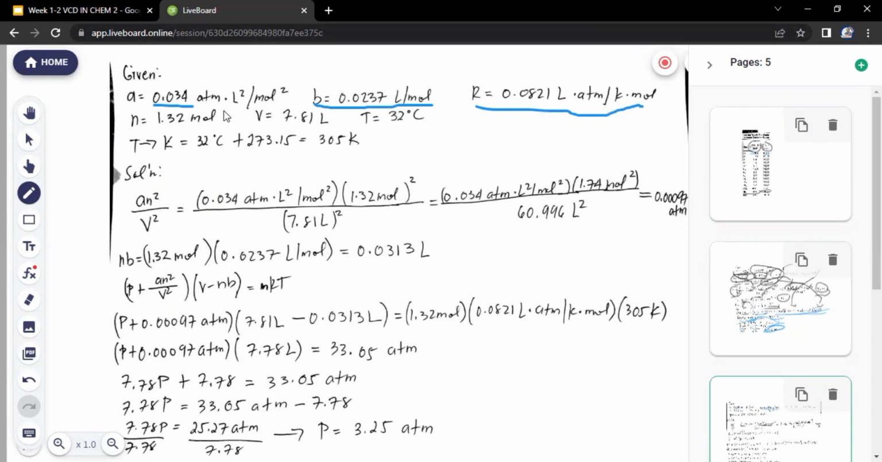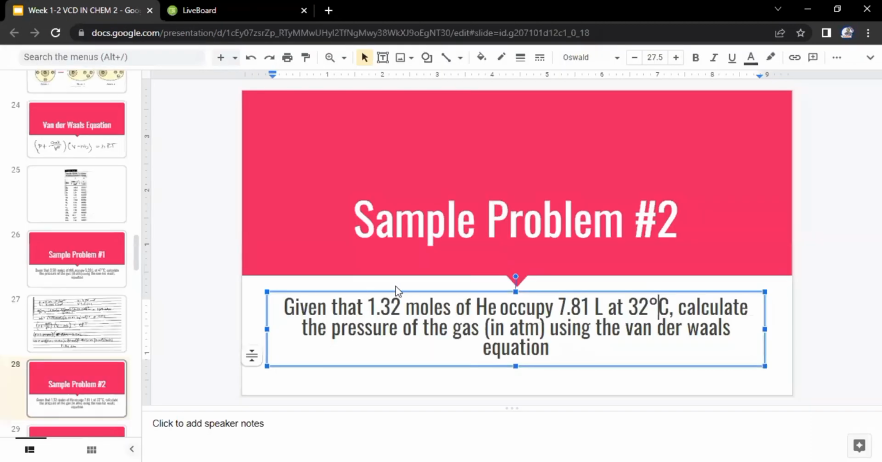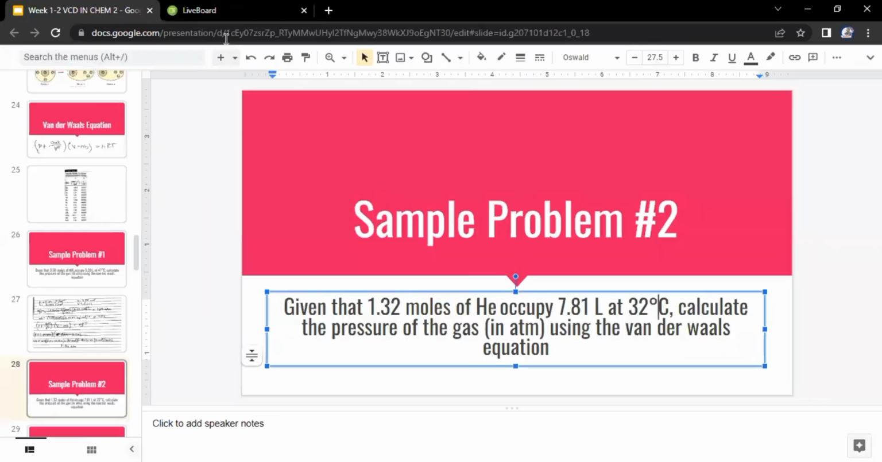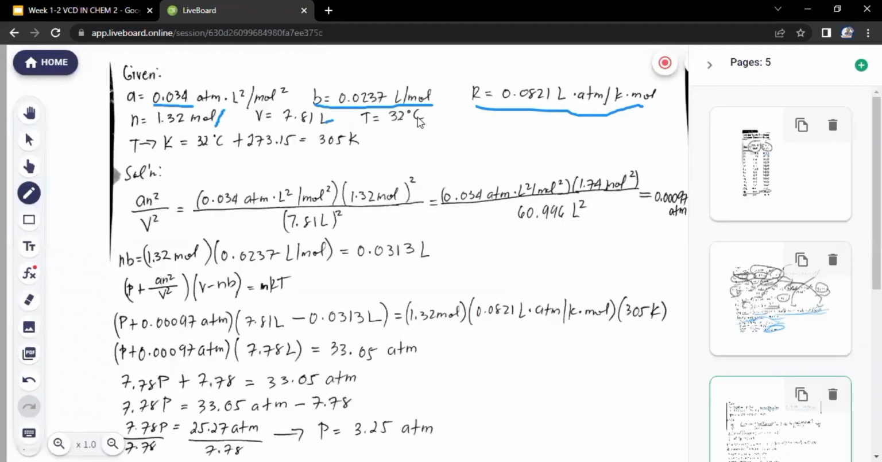The value of your n is from the problem, 1.32 moles of helium. And then the value of your volume is 7.81 liters, which is from the problem as well. And then the value of your temperature is 32 degrees Celsius. Convert the Celsius into Kelvin by adding 273.15, you will have 305 Kelvin. Now for the solution, you have to find first the a n squared over V squared.